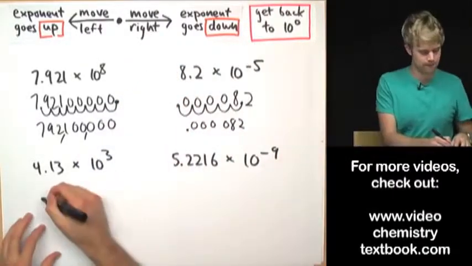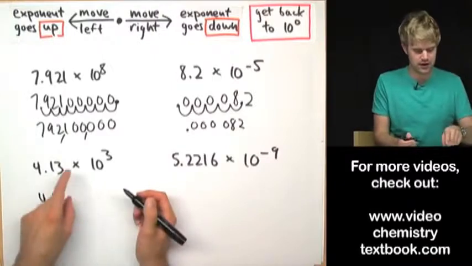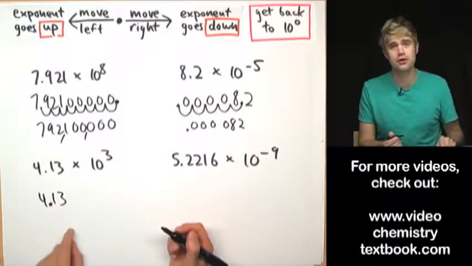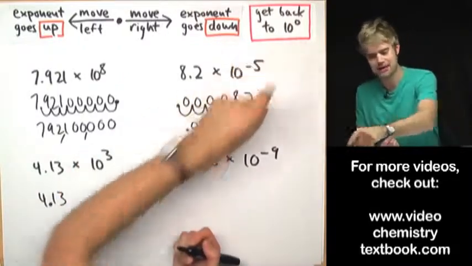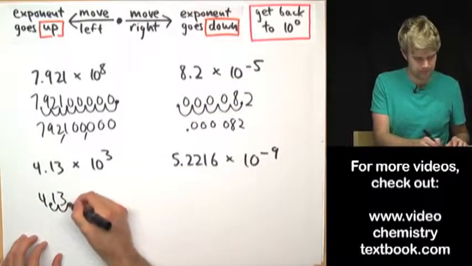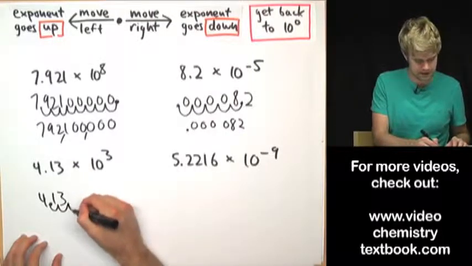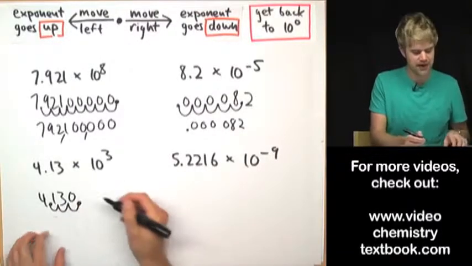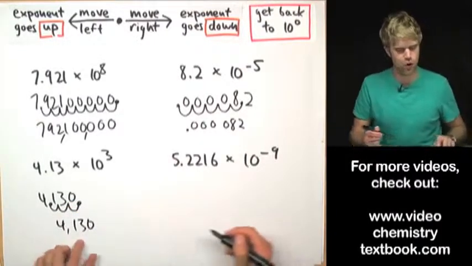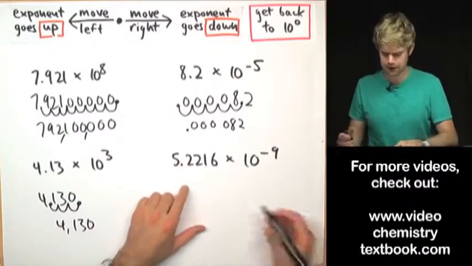Okay? Two more. 4.13 times 10 to the 3rd. So that means that the decimal place is at 10 to the 3rd now. I want to get this 3 back down to 0. 10 to the 2nd. 10 to the 1st. 10 to the 0. That's my new spot, and I add in a 0 there. So my answer is 4,130. Here's the last one.